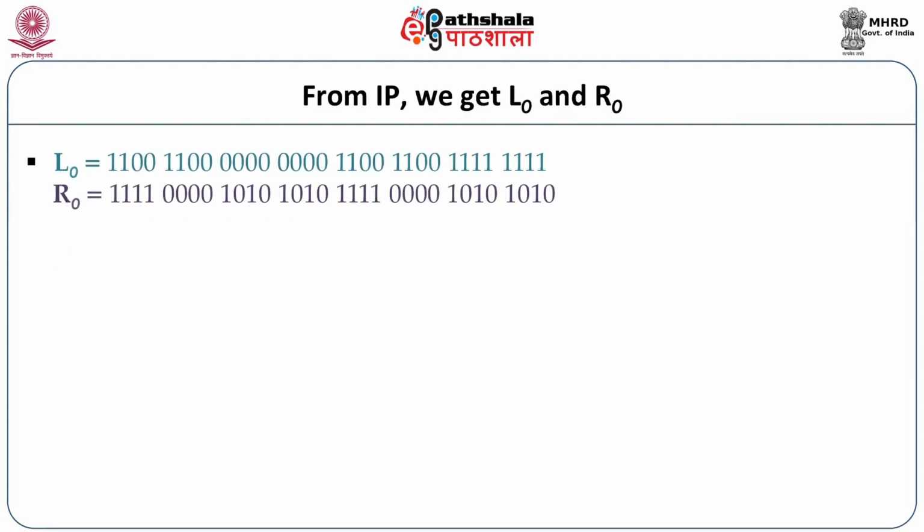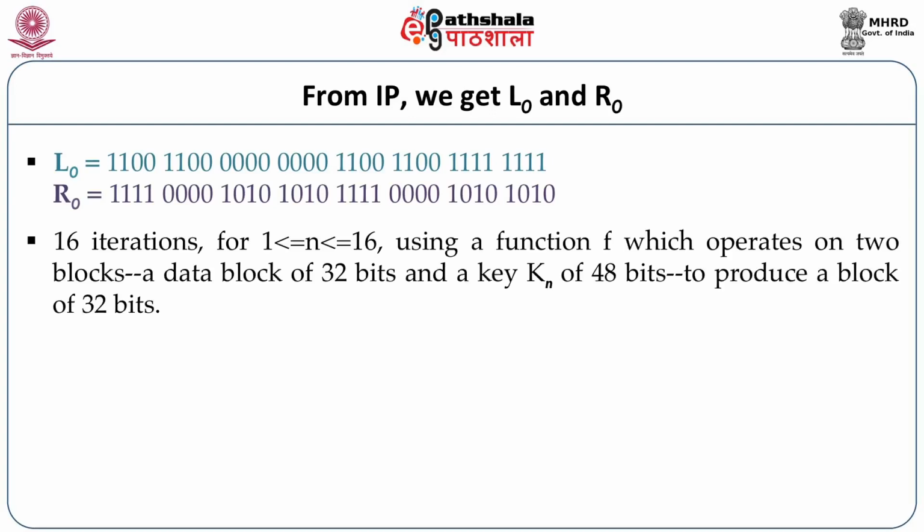Once again we will divide our input into two halves, L0 and R0. L0 would be of 32 bits and R0 would be of 32 bits. We have to go through 16 iterations. DES works with 16 rounds. A function f operates on two blocks, one the data block and one the key block. The data block we have divided into 32 bits, so L0 of 32 bits and R0 of 32 bits. We have a key of 48 bits. So we would be operating on L0 differently and R0 differently.